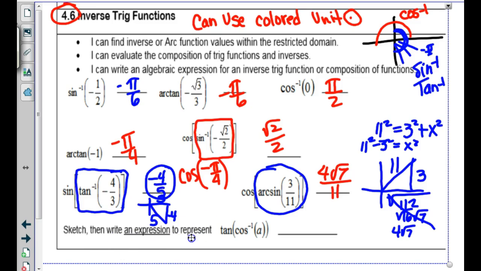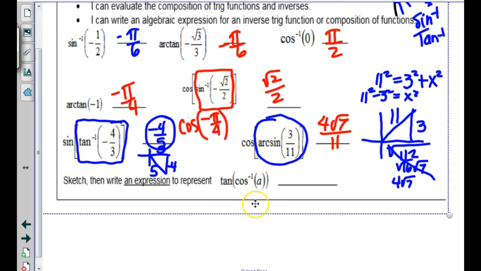Sketch and write an expression to represent this. This is the one where you're going to have letters, and you have to be careful not to simplify things you can't. These are always in quadrant 1, and cosine is adjacent over hypotenuse. We good so far? How do I write an expression over here then?